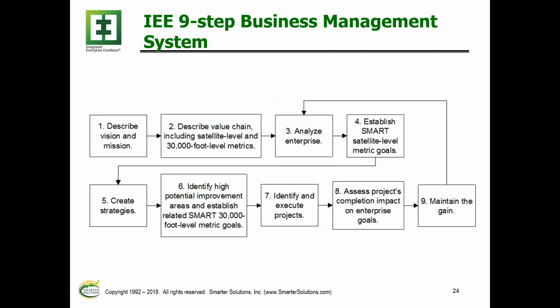Now let's say you want to make improvements also. Now what I have shown here, and this is the handout that I gave you to fill in a blank, it's included in there. It's not included in the article. But this is the IEE 9-step system. So first start with the vision and mission, and then do your value chain. That describes what you do and how you measure what you do. Satellite or financial metrics, 30,000-foot level metrics, operational metrics. Notice how we don't have strategies until step 5.